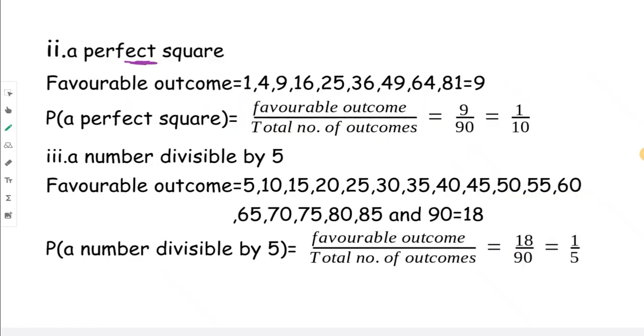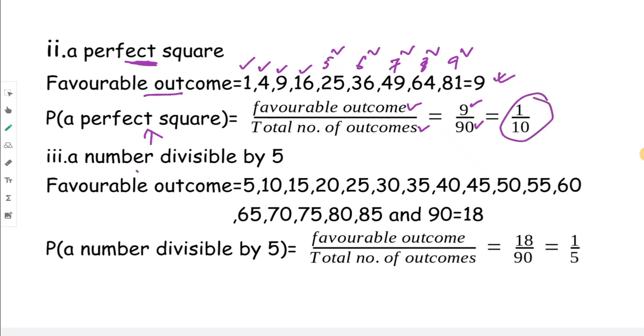A perfect square. So 1 is the square of itself, 4 is the square of 2, 9 is the square of 3, 16 is the square of 4, 25 is the square of 5, right? 36 is 6 squared, and this is 7 squared, this is 8 squared, 9 squared. So the perfect squares, my favorable outcomes, if you count, will be 9, right? So the probability of a perfect square is favorable outcomes divided by total number of outcomes, 9 by 90, which you can divide further and get 1 by 10.